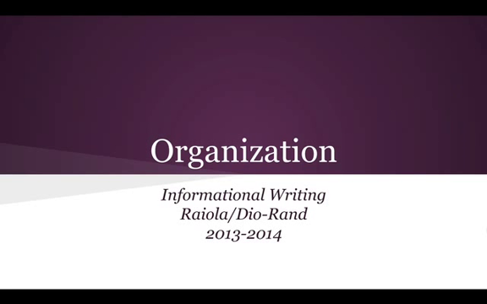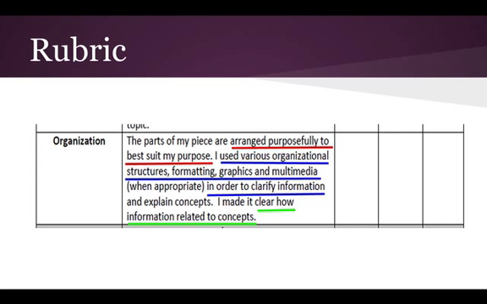So how do I go about organizing my informational text? Well, if you look at the rubric, it's quite complicated actually. There are about three major parts that you need to pay attention to. You need to arrange your text so that it best suits your audience and your purpose. You need to use things like graphics and multimedia and formatting to help your readers see what you're talking about. And you need to make it clear how information relates to other concepts. So let me explain what I mean by that.